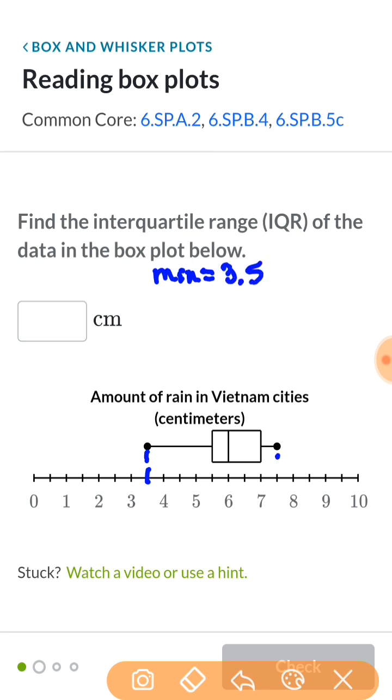My maximum is the next easy number to recognize. It's between 7 and 8. So my maximum is 7.5. My median is the line in the middle of the box, which is directly at 6.